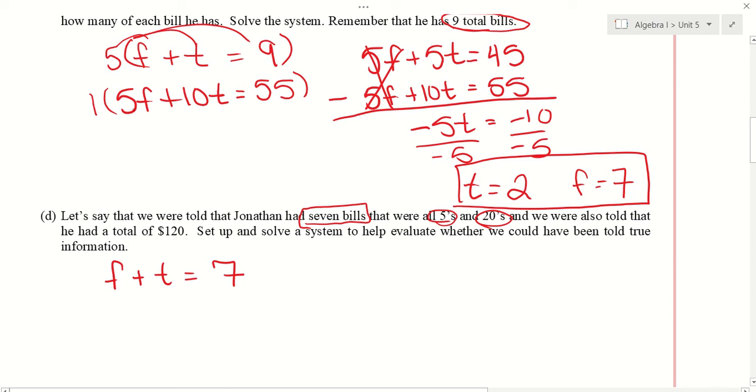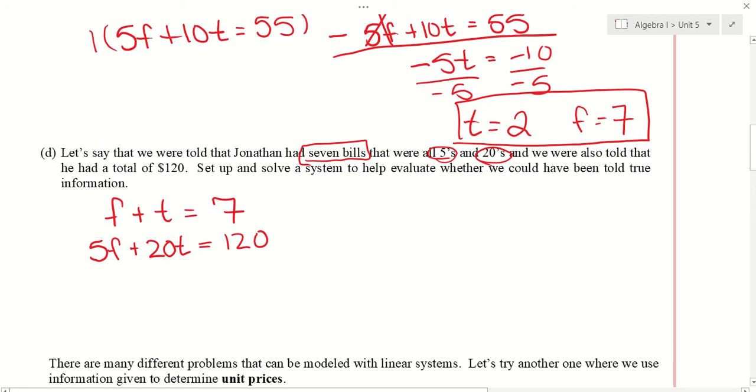This equation, he had $5 bills and $10 bills and had a total of $55. This time we have $5 bills, $20 bills, and a total of $120. Go ahead and set up that second equation. So he has $5 bills and $20 bills and has a total of $120. Okay, go ahead and solve. You can pause the video, solve this part, and then come back and watch me solve it.